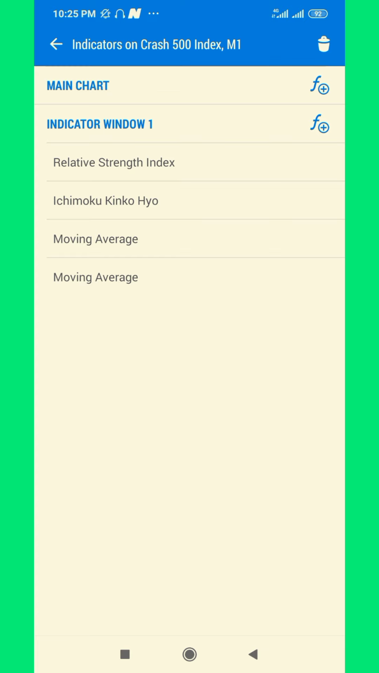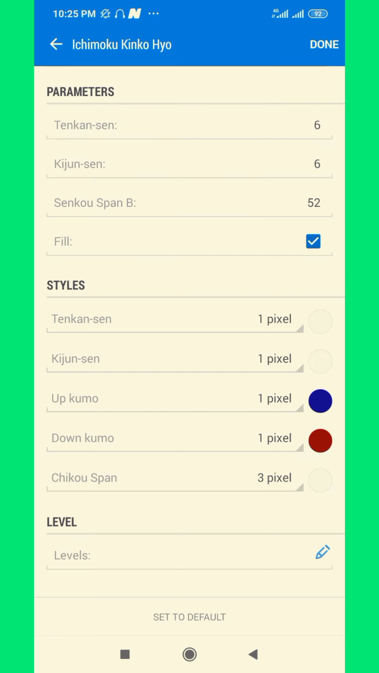Then you click Done. The second indicator is Ichimoku. In Ichimoku we have Tenkan-sen 6, Kijun-sen 6, Senkou Span 52. Then you click on this box and it will fill it with a mark. Then in styles, Tenkan-sen is 1 pixel, color is white because your background is white. Then Kijun-sen, 1 pixel, color is white because your background is white.